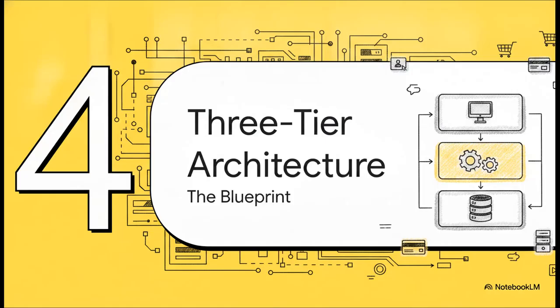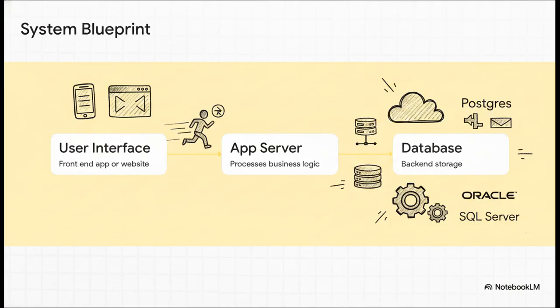All right, let's move to Section 4 and look at the actual blueprint making all this possible, the three-tier architecture. You can think of an OLTP system as a dynamic, incredibly fast relay race between three main components. First, there's the user interface. This is the front end, like the mobile app or the website you're physically interacting with.